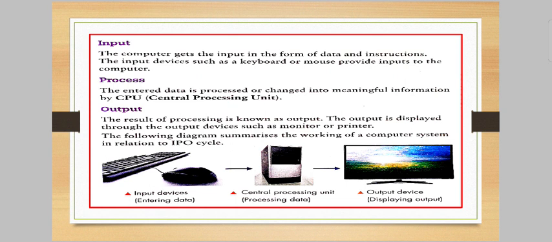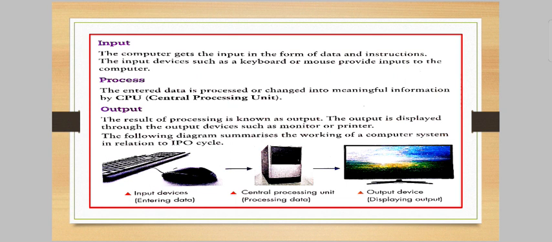Next is output. After processing the data and information, the result of the processing is known as output. The output is displayed through output devices such as monitor or printer. That means after processing, the CPU will generate a desired result, which is called the output, and the output is displayed through the output devices, which are monitor or printer.